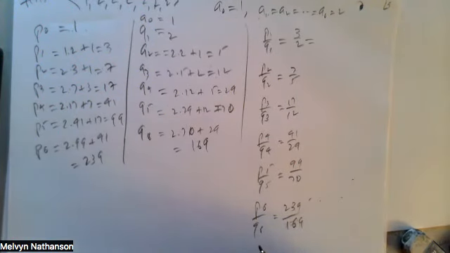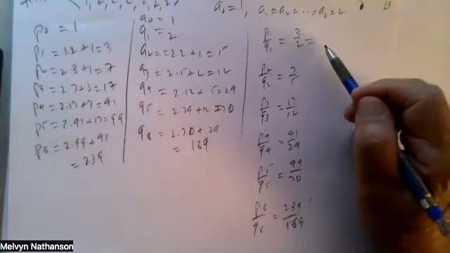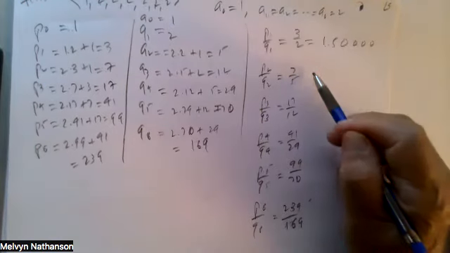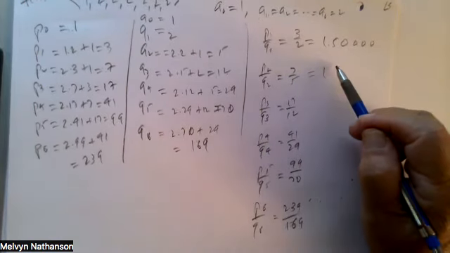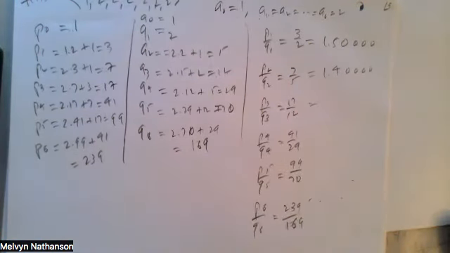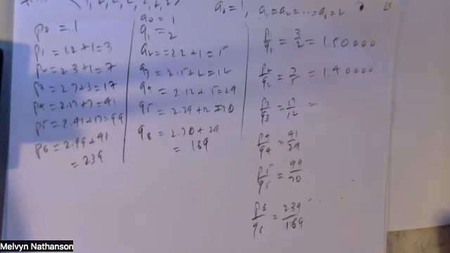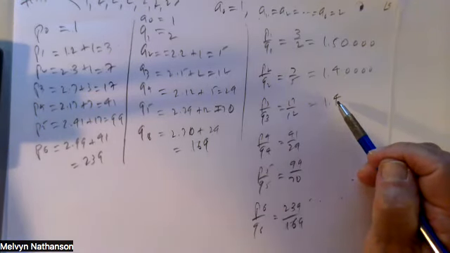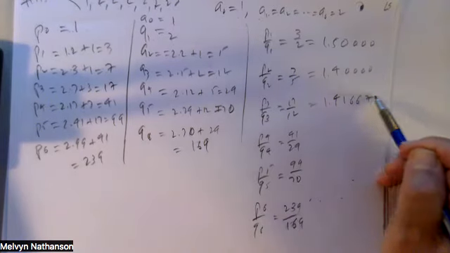So it says compute. Let me compute these numbers to 5 decimal places. So 3/2 is 1.50000. 7/5, these I can do in my head, 1.40000. 17 over 12, let me take my calculator. 17 divided by 12 is 1.416667, so 1.41667.